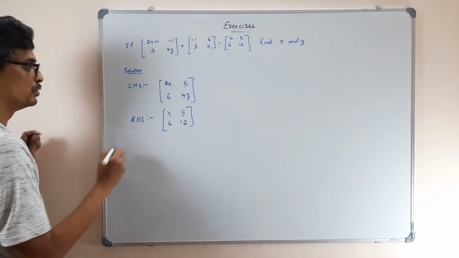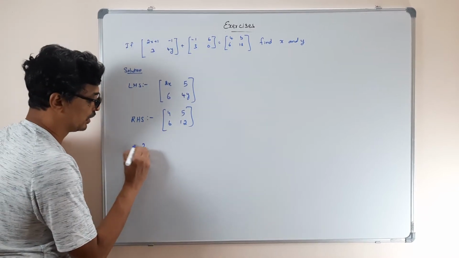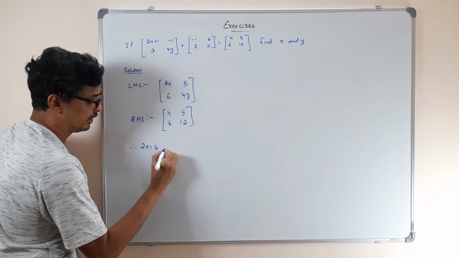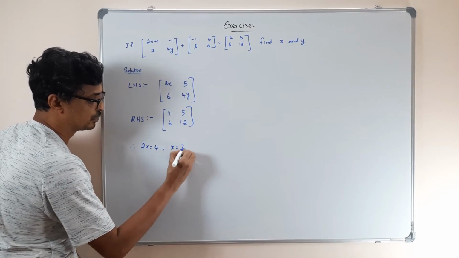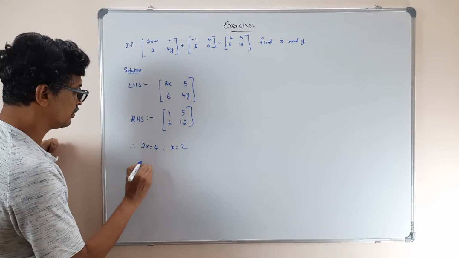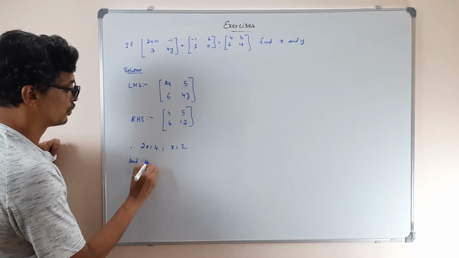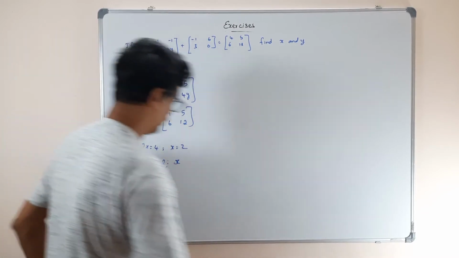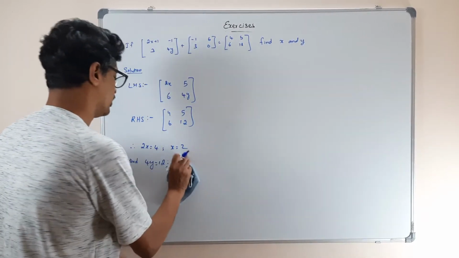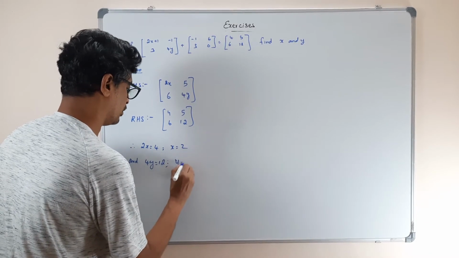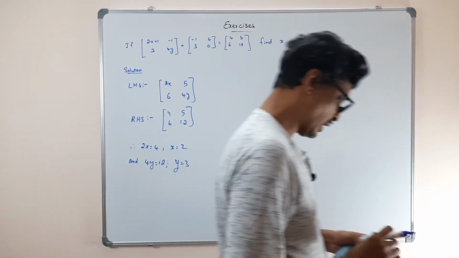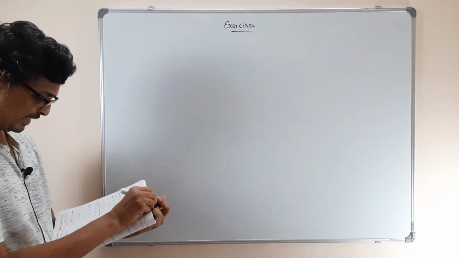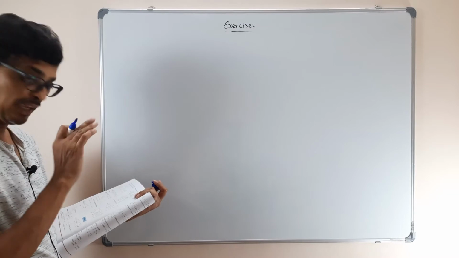Comparing these two, they both are equal. Therefore 2x equal to 4, and therefore x is equal to 2, right? And 4y equal to 12, therefore y is equal to 3. Am I right? So y equal to 3, and that's the answer. So that is the problem given. We will not do it, it's very simple. What they have given is A, B, and C.